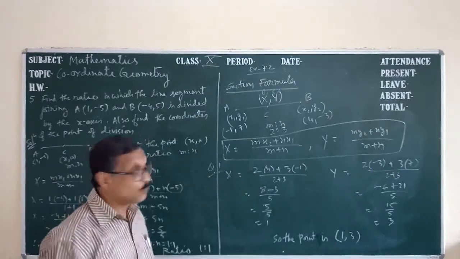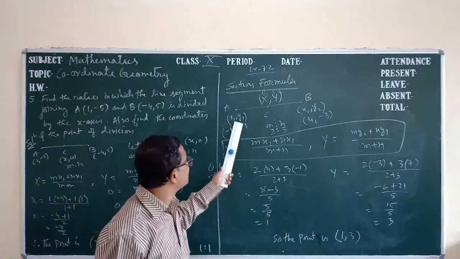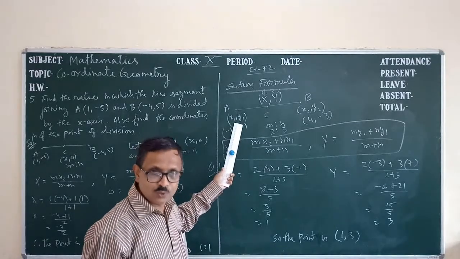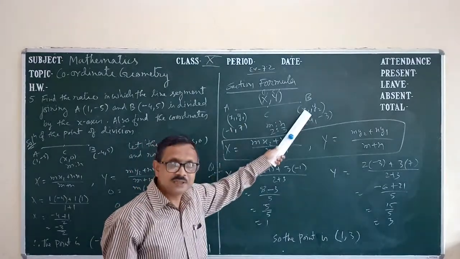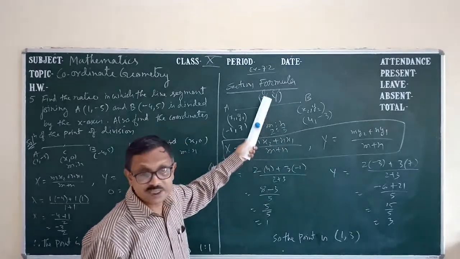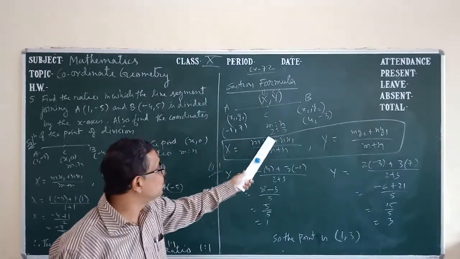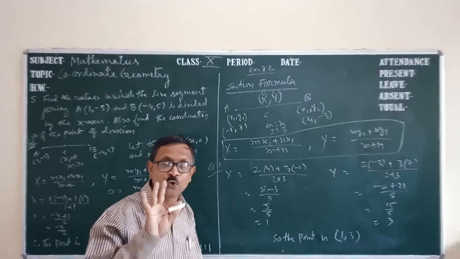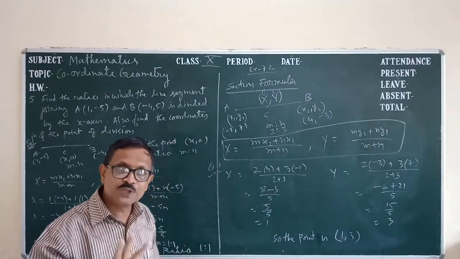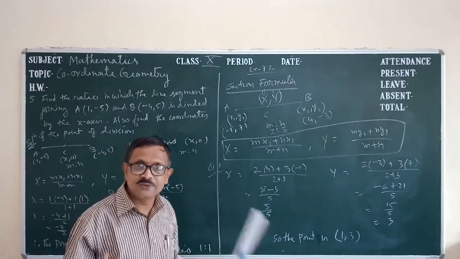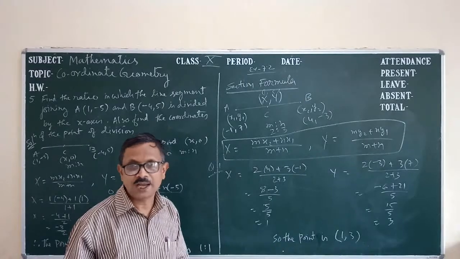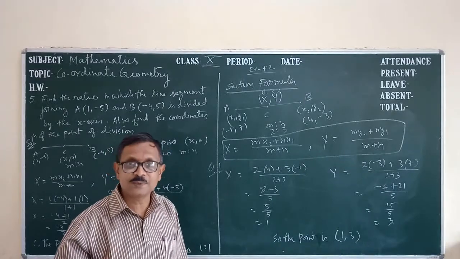Now look, the most interesting thing, there are 4 things. A, that is x1 y1. B, that is x2 y2. C, that is capital X and capital Y. And the ratio m is to n. So there are 4 things. Out of these 4, any 3 will be given to you, and you have to find out the 4th one. This is the general concept.